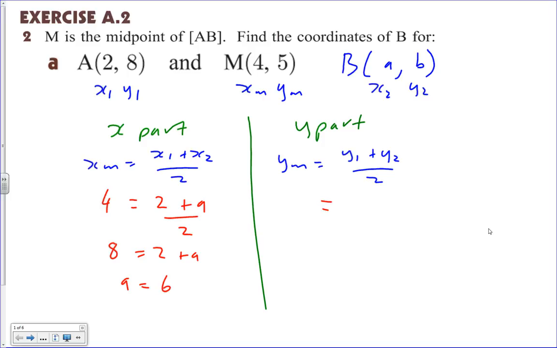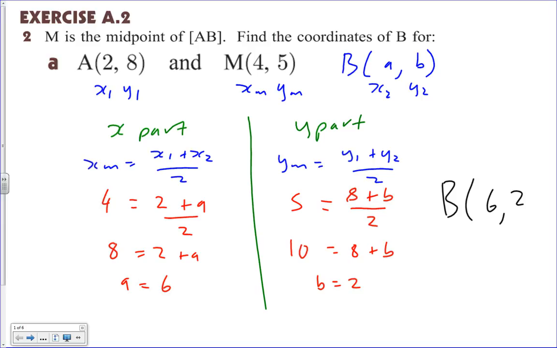Let's do our y. So our midpoint for y is 5. And we're going to have (8 plus b) over 2. Double 5, so it's going to give us 10 equals 8 plus b. Take 8, so 2 equals b. Or the way we normally write that is b equals 2. So my point B here is going to be (6, 2).